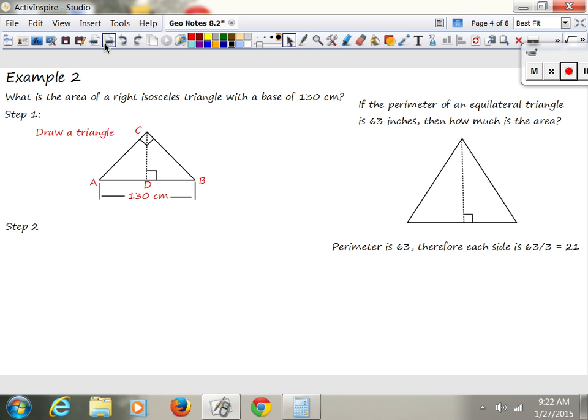What does it say here? Okay, so I didn't put something on there. What did I not put? Tick mark. Because isosceles, right? Isosceles tells me that this piece right here is equal to that piece right there. Those are equal pieces. It's isosceles. Now the base is 130. So the first step we wanted to do is to draw the triangle. Step 2 is to find our area. To do that, we first need to find the height.